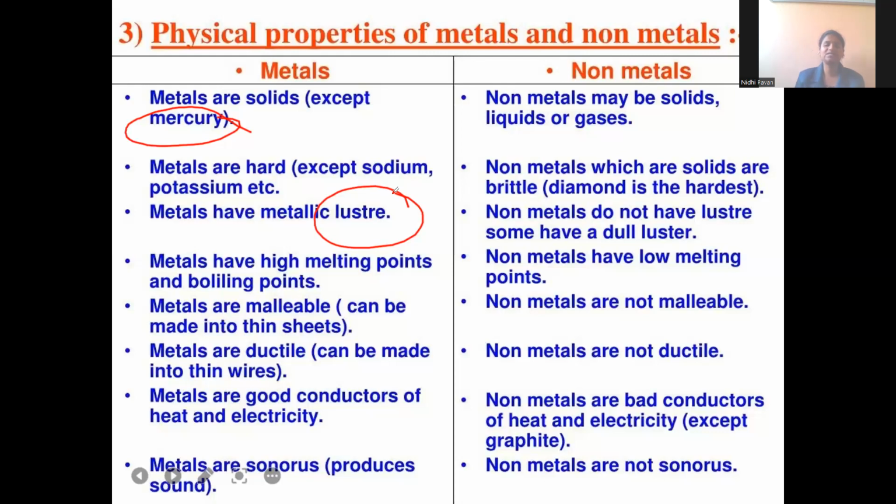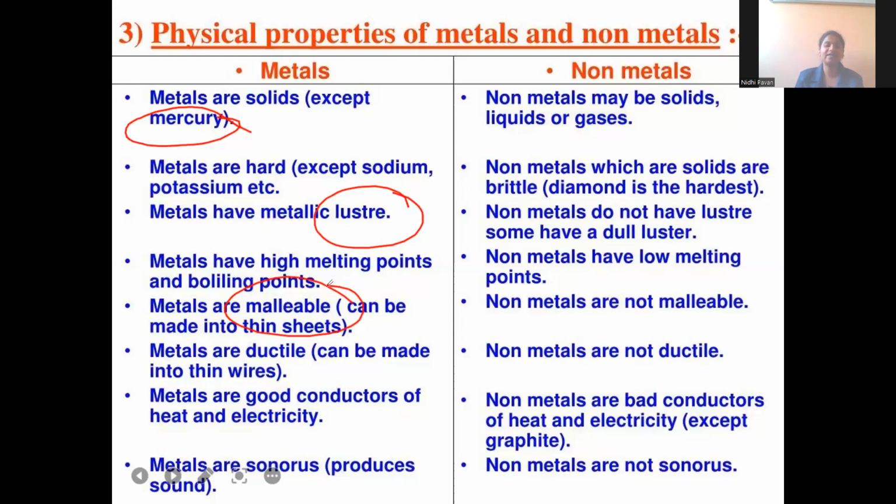The next one is metals are malleable. Malleable means what? Metals have the capacity to be drawn into very thin sheets. That is called malleability. The next thing is metals are ductile. Ductile means they can also be made very thin, like a thread. That is called ductility. So metals are ductile, that is, they can be made into thin wires.